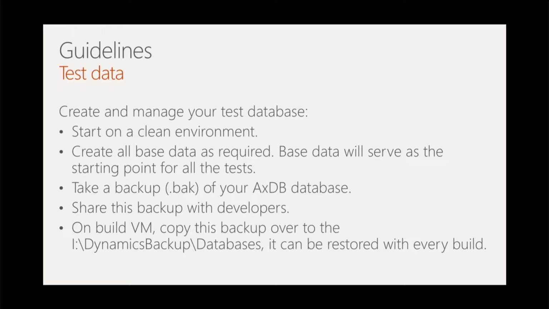When you create test data, especially when you're dealing with functional tests, make sure you follow a procedure that looks like this. Always start on a clean environment. Create all the data as required. It will serve as the starting point of your tests. Once your data is created and you create a backup of it, you can share this backup with developers. You can also put it on the build VM that was deployed from LCS in a specific folder.